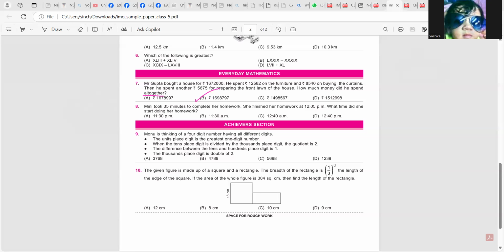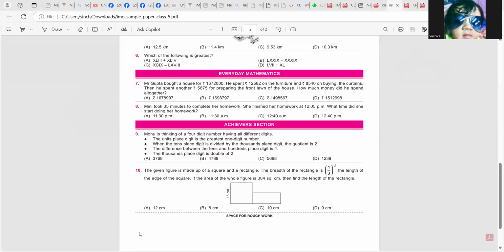Ma'am, for number 7, option B is the correct answer because it is said there's the word altogether here. So that means we need to add. 16,72,000, 12,582, 8,540, and 5,675. After adding, I got the answer as 16 lakh 98,797. So option B is correct.